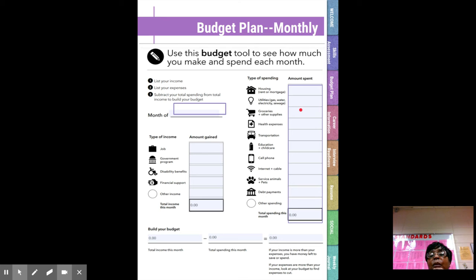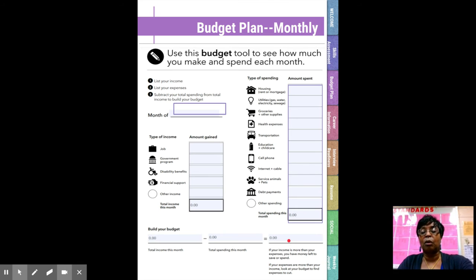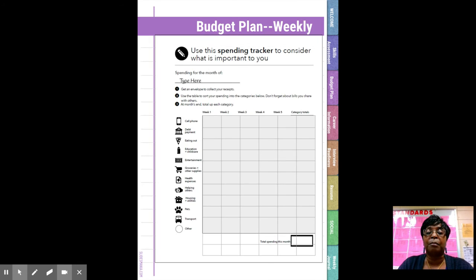Okay. Now we're going to go over and talk about your spending. How much are you spending? So we're talking about household, utilities. Are you helping anybody pay the light bill at home? Buying any groceries and supplies? Transportation, education, cell phones, internet, service animals, debt payments, and other spending habits that you might have. Then what you're going to do is write down your income, subtract it out from your total expenses, and then you will also have your total amount of money that you have left to spend for the month. Okay.